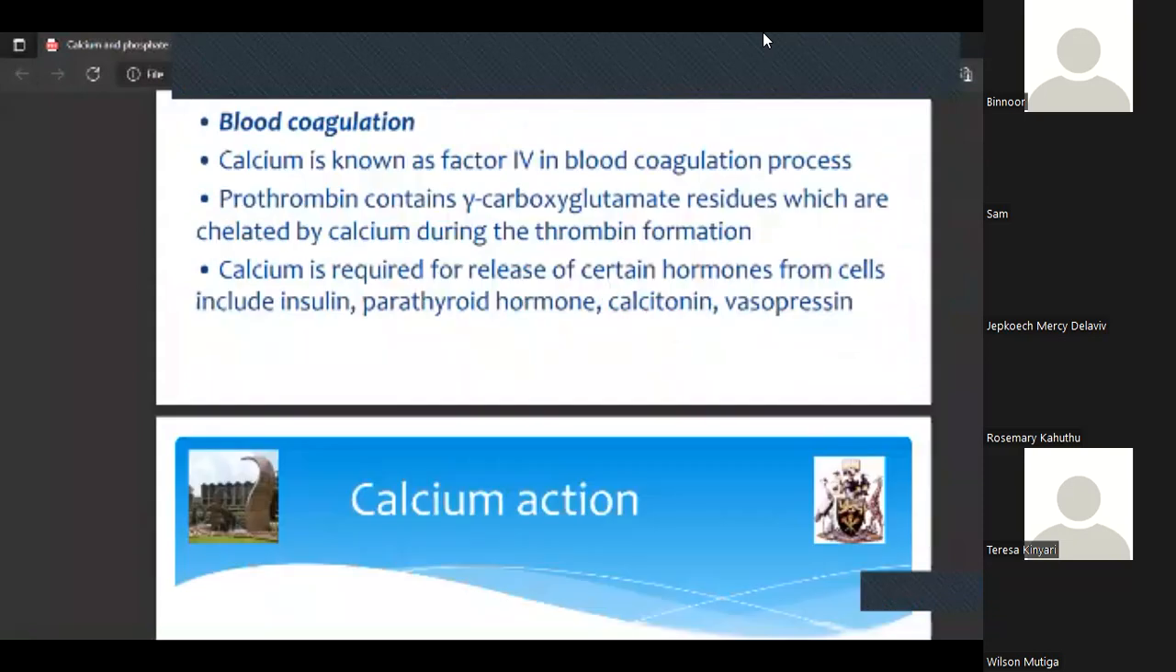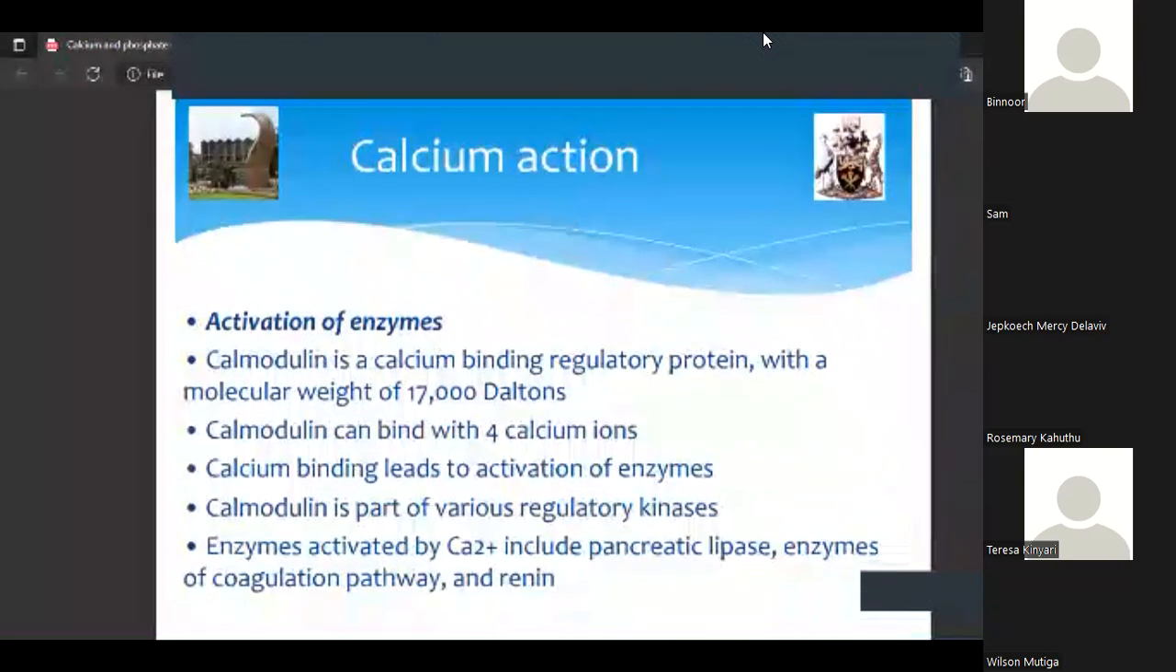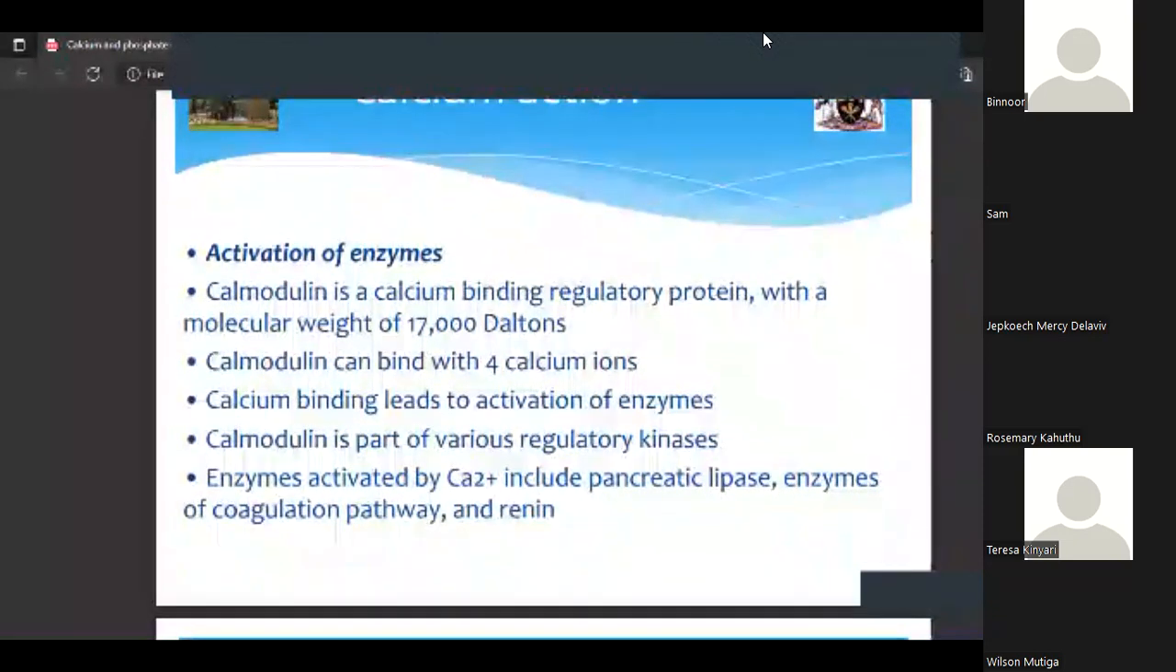and vasopressin. Calcium will also act by activating enzymes, and calmodulin is one of the important calcium binding regulatory proteins. You remember when you talked about calcium handling of the cell, we said that most of the calcium is within the endoplasmic reticulum. It's also bound to mitochondria, and then it's also bound to the calcium binding regulatory proteins, which is calmodulin. So this is the third place where a lot of calcium is bound.